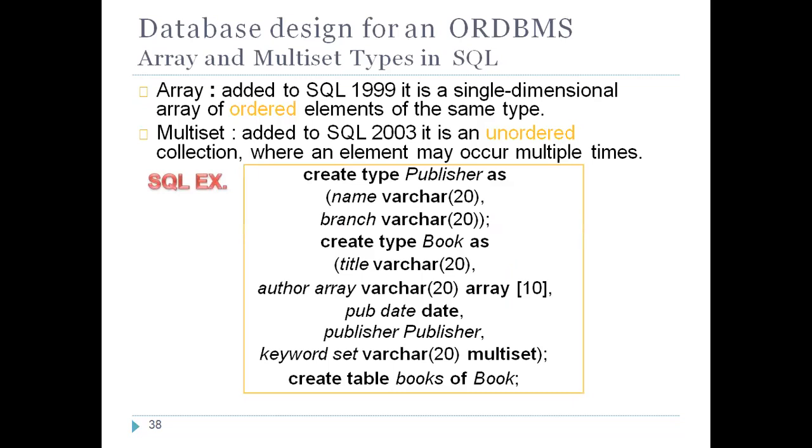Now we are going to talk about arrays, added to SQL in 1999. Array features have been added: a single dimensional array of ordered elements of the same type. Also multiset, and we can see that now this array is added to SQL as a single dimensional array of ordered elements.